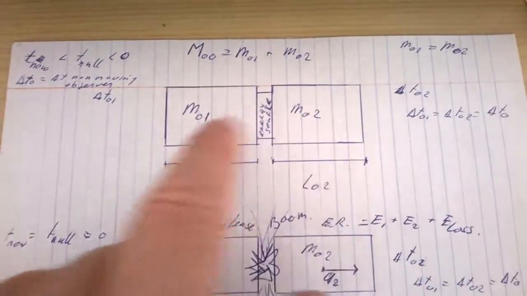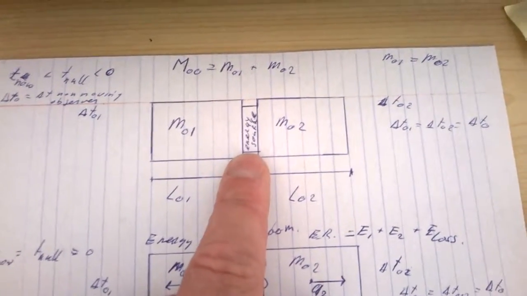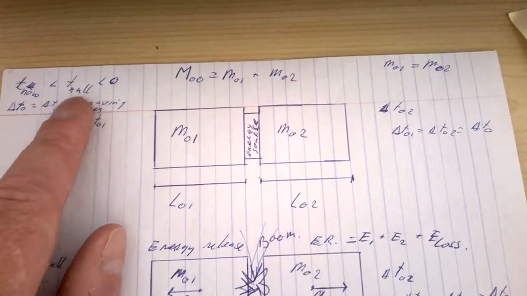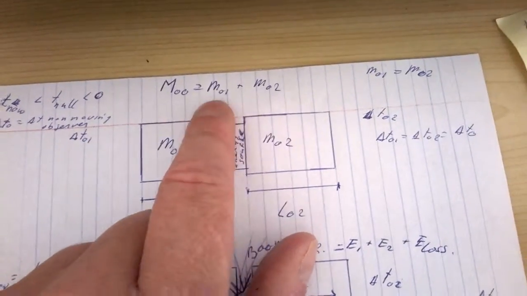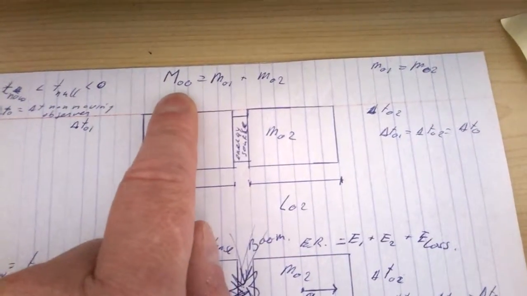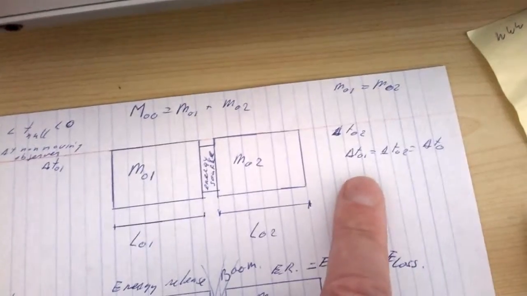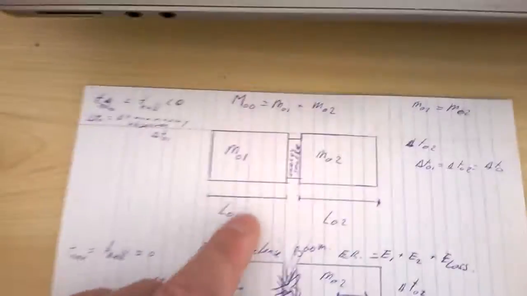Suppose you have two masses that are linked together, mass 1 and mass 2, linked together by an energy source. At t smaller than t0, mass 1 and mass 2 are linked together, and the total mass is m00. The masses are identical, the lengths are identical, etc.